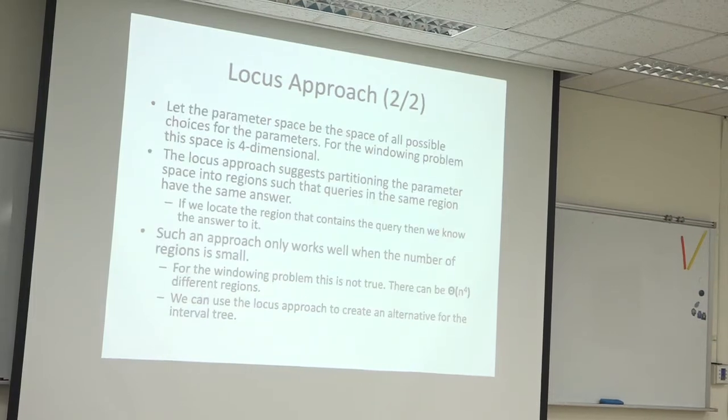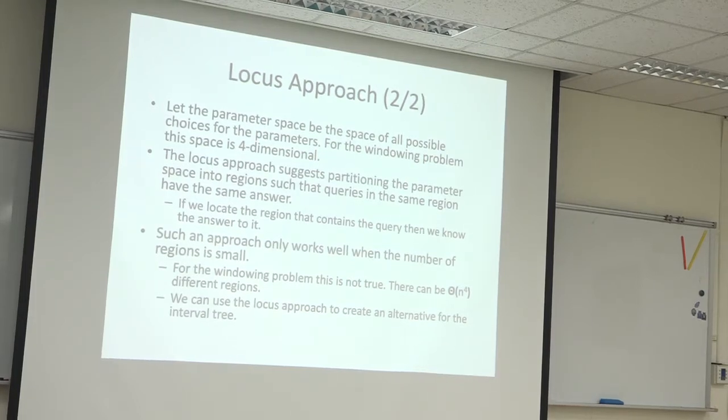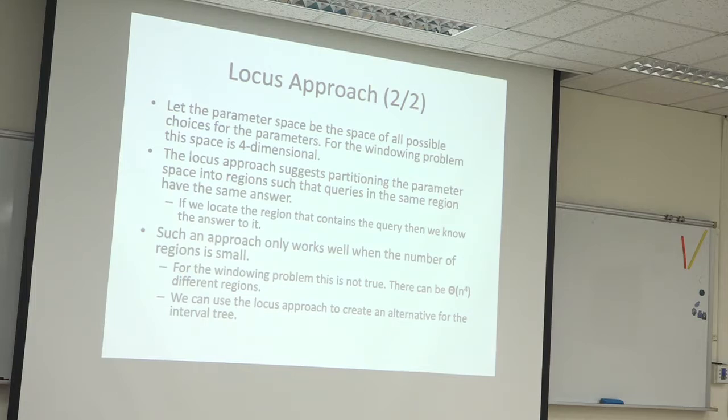So how do we take advantage of that? Let the parameter space be the space of all possible choices for the parameters. For the windowing problem, this space is 4-dimensional, because we have 4 parameters. When the problem is higher dimensional, the locus approach is more difficult to deal with.